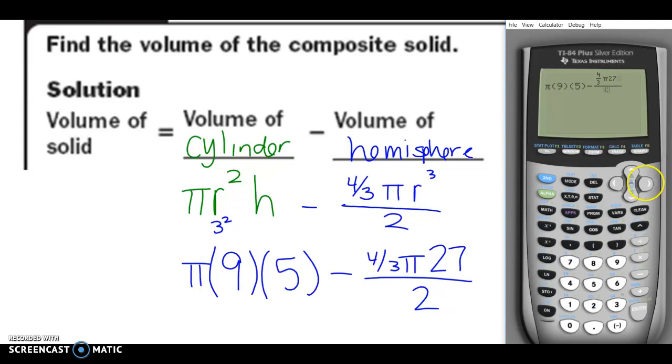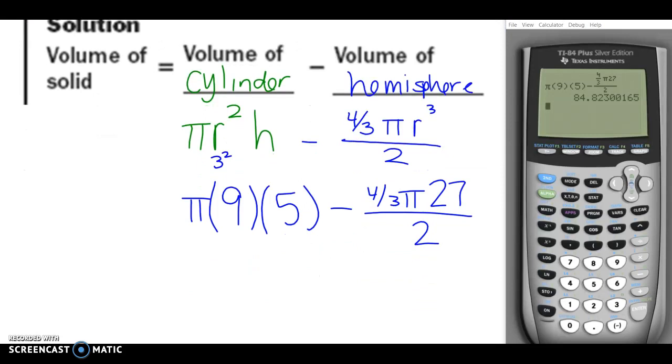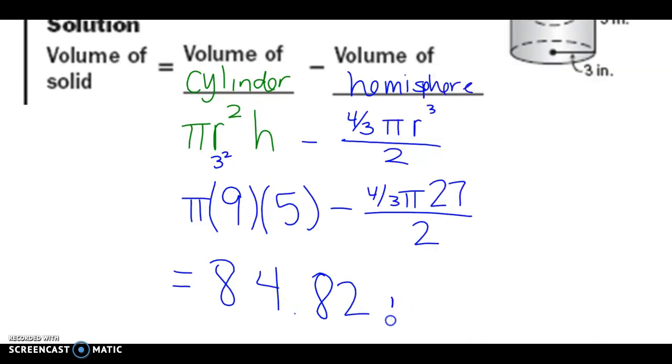It's pretty cool that the calculator can do this now, because 3 years ago you'd have had to do that by hand. There's like a mess of parentheses in the calculator. And then hit equal. Let's run it to the 100th place. For funsies. 84.82, and our unit is inches cubed for volume.